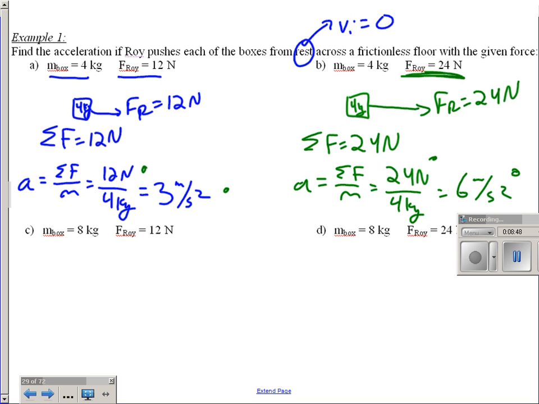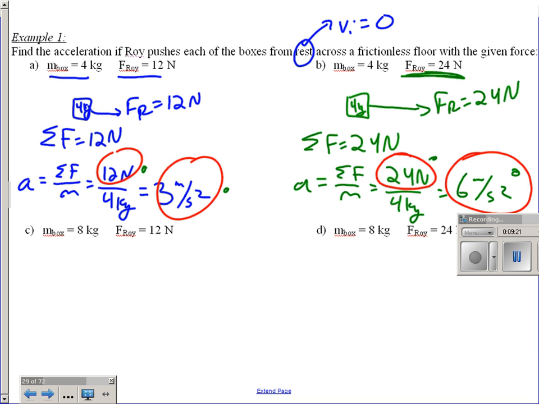You've got twice as much force, twice as much acceleration. Okay, you have twice as much force, right? And the result is twice as much acceleration. Finally got that right.